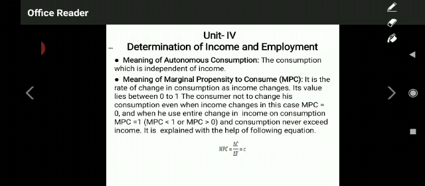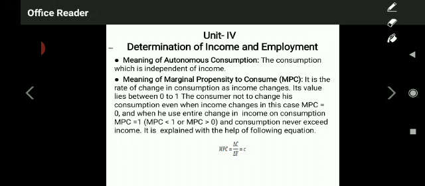And when he uses the entire change in income on consumption, it means as income changes, in line with that he changes his consumption. At that time MPC becomes equal to 1. It means if the income of an individual increases, his consumption also increases. If the income of an individual decreases, his consumption also starts declining.